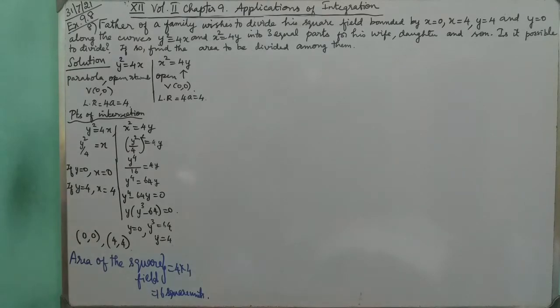Hello students. Now exercise 9.8, we are going to do sum number 8. A father of a family wishes to divide his square field bounded by x equal to 0, x equal to 4, y equal to 4 and y equal to 0 along the curves y square equal to 4x and x square equal to 4y into 3 equal parts. Mark his wife, daughter and son.